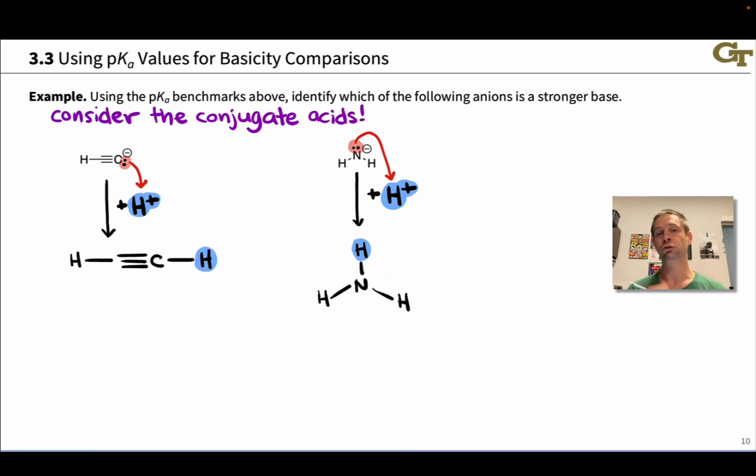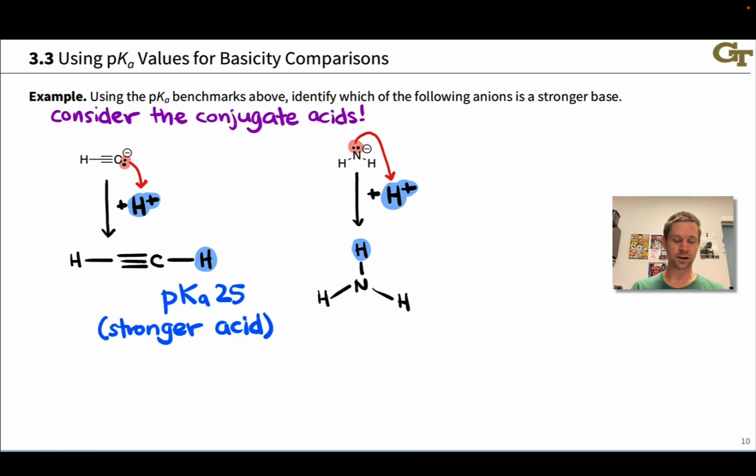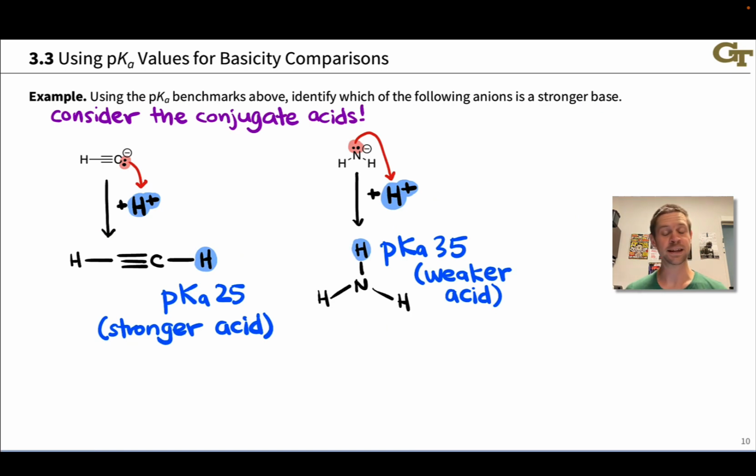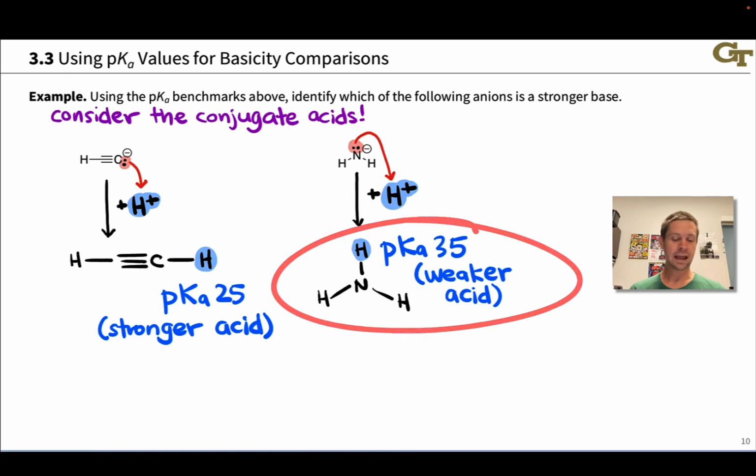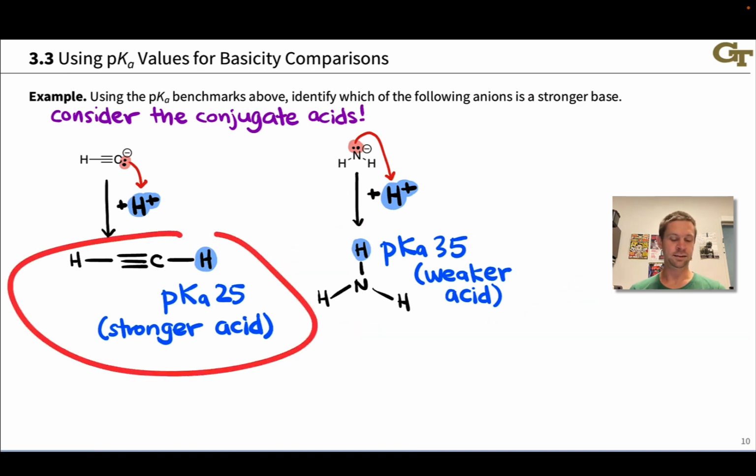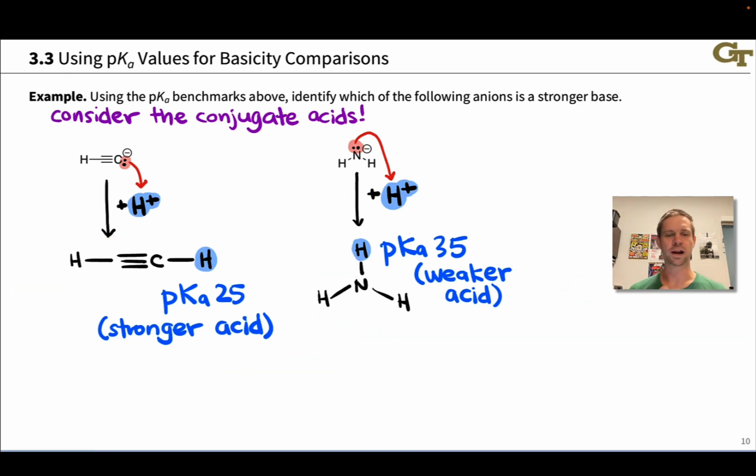Okay, now I've highlighted these protons that we just put on. What we want to do now is look up pKa's for these particular protons that we just put on the conjugate bases. The pKa of this proton is about 25. The pKa of the proton in NH3 is about 35. And if we think conceptually about pKa here, this means that the weaker acid is NH3, and the stronger acid is this compound, which is acetylene or ethyne.